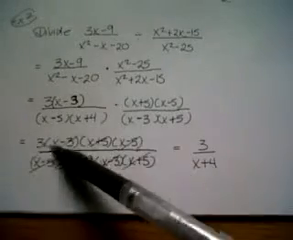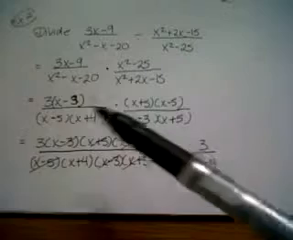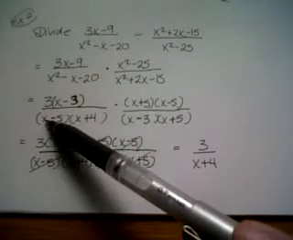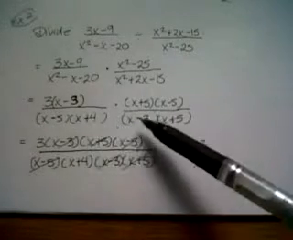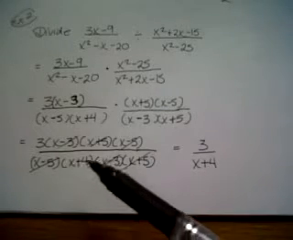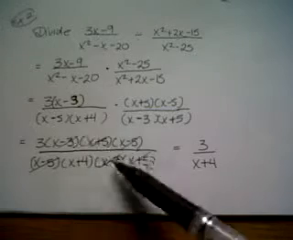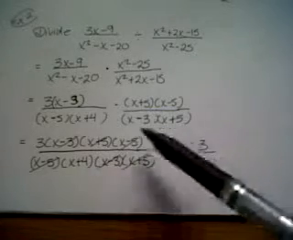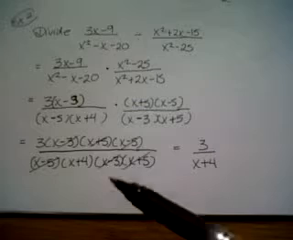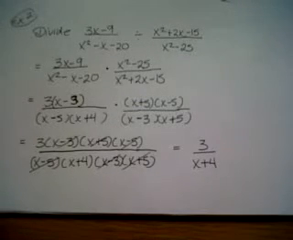Then I go ahead and multiply across, so 3 times x minus 3 times x plus 5 times x minus 5, and that's in the numerator, and then x minus 5 times x plus 4 times x minus 3 times x plus 5 is in the denominator. I look to see what I can cancel out. Well, the x plus 3's cancel. The x minus 3's cancel, the x plus 5's cancel, and the x minus 5's cancel. So I'm left with 3 in the numerator and x plus 4 in the denominator.